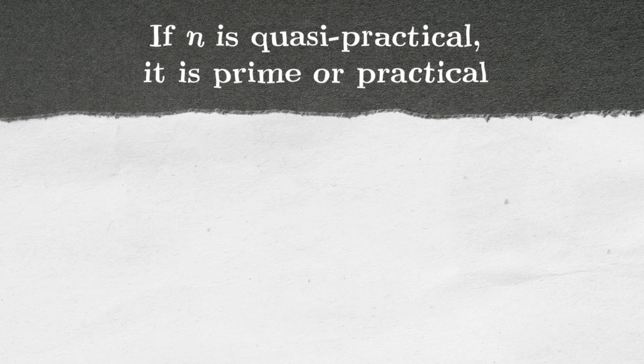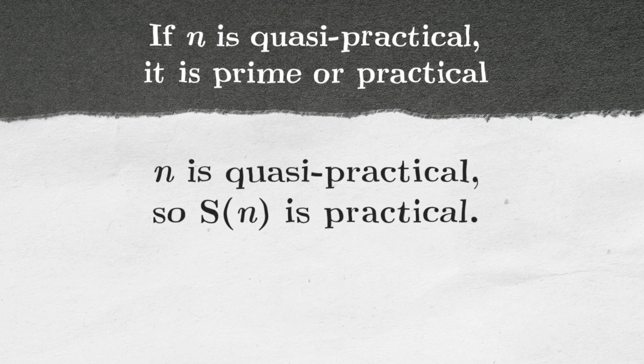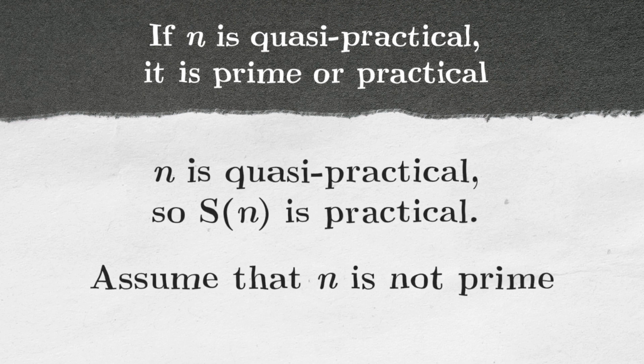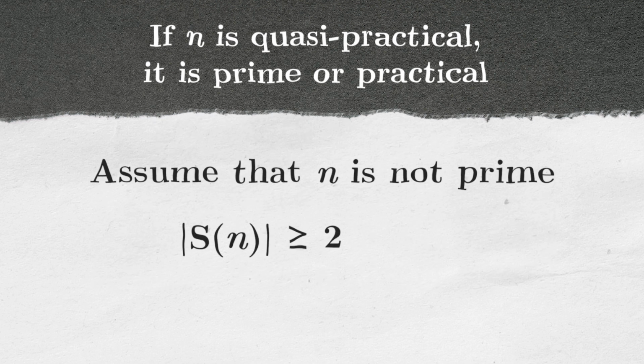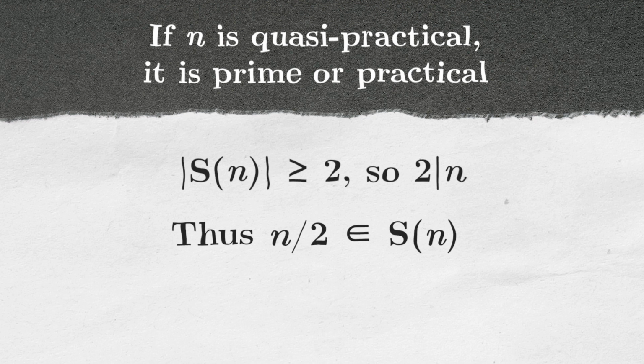Now for the converse implication, we are going to prove that if a number is quasi-practical, then it must be prime or practical. Assume that n is quasi-practical, which means that S of n, the set of proper divisors of n, is practical too. If n is prime, then we are done, so let's assume that n is not prime. Therefore, n has at least two proper divisors, and since the set of its proper divisors is practical, we know that 2 must be an element of the set, so n must be even. That's why n over 2 is also a proper divisor of n.